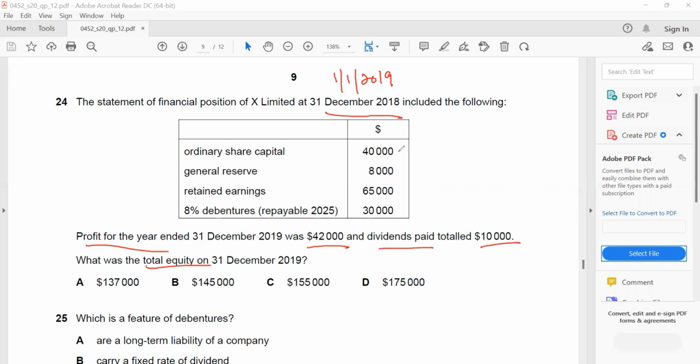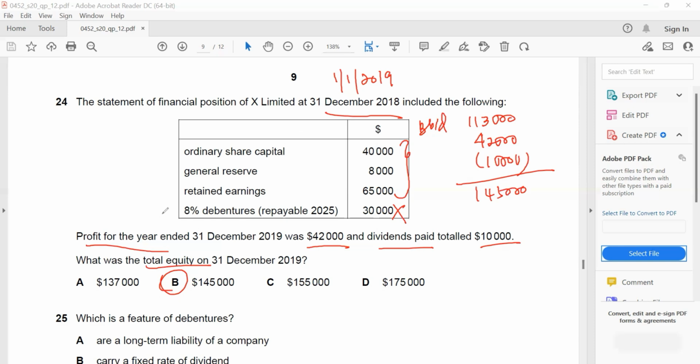Okay, total equity will be these three items. This is total equity. This is nothing to do. So this total opening balance brought down, total equity is 40 plus 8 plus 65. Which is 11300. And then profit for the year is 42,000. And dividend paid is 10,000. So we take plus 42 minus 10. So the answer is 145. So let's continue.